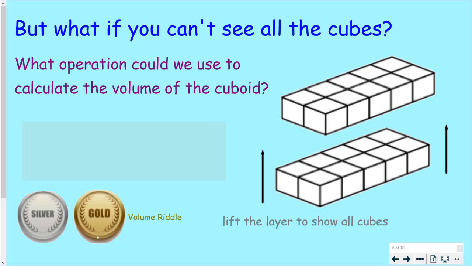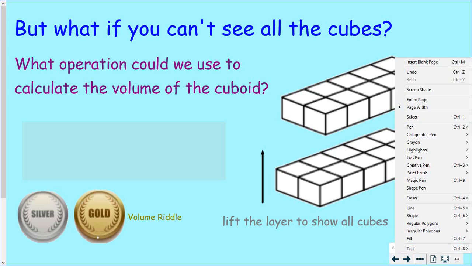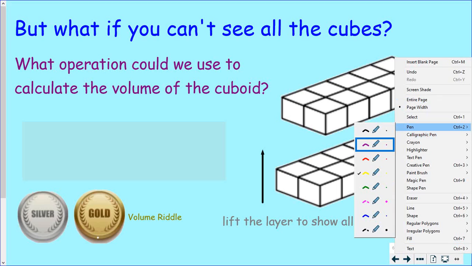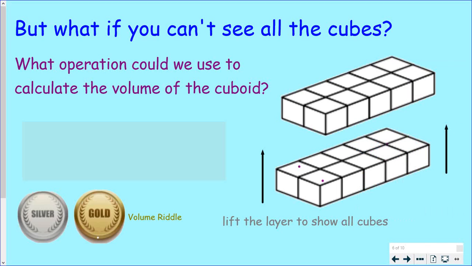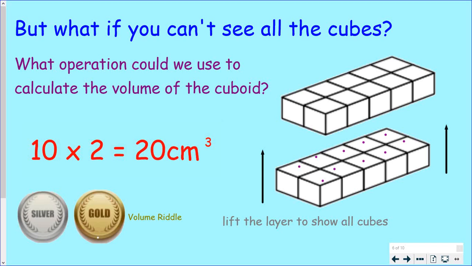You need to think about splitting your shapes up so that you can visualise in your head and see all of the cubes. Okay, so let's just count the cubes on one layer. Remember, we're counting cubes and not faces. We've got 1, 2, 3, 4, 5, 6, 7, 8, 9, 10. Well, what operation could we use to solve this volume problem? Well, we've got 10 cubes on the bottom and we've got 2 layers, so we could just do 10 times 2. So the answer would be 20 centimetres cubed. Or you could have done 10 add 10, 2 groups of 10, repeated addition to get 20 centimetres cubed.